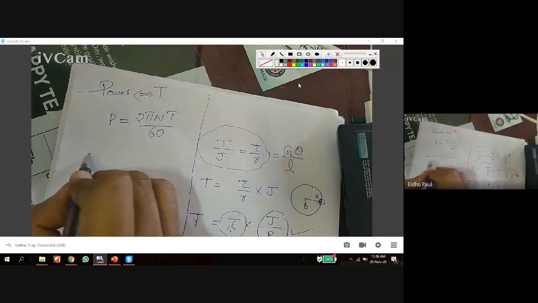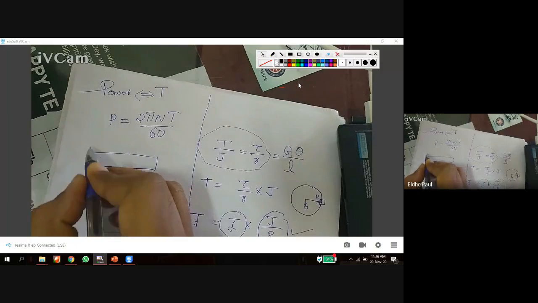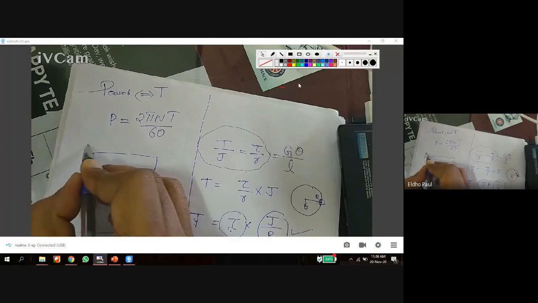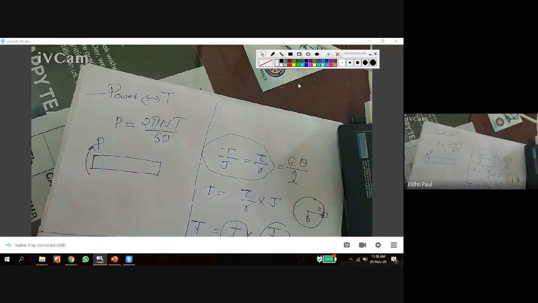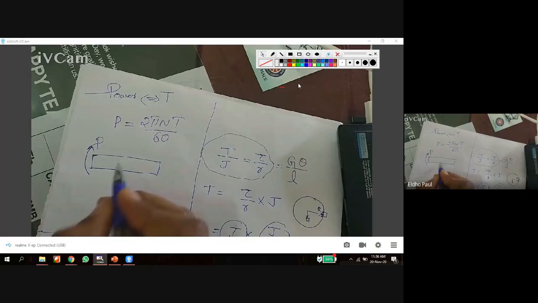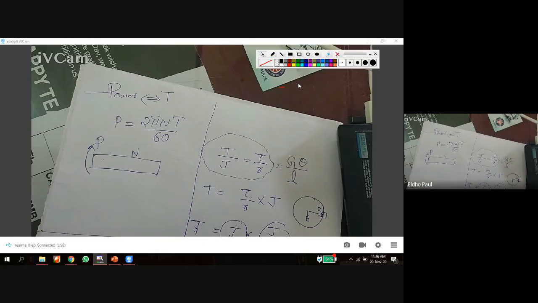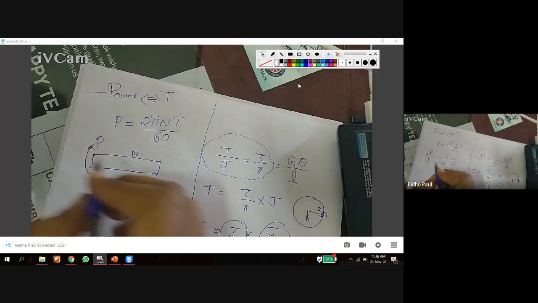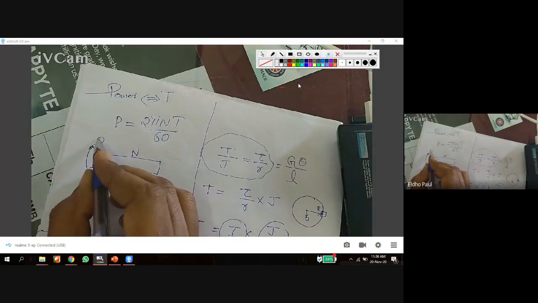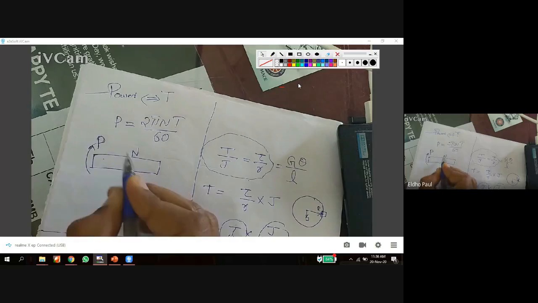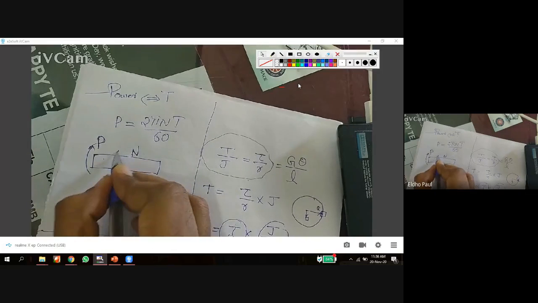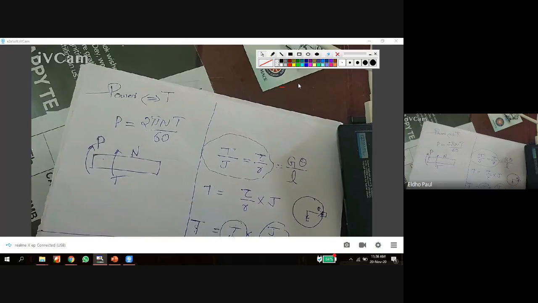That means for a shaft which is used to transmit P amount of power, and the shaft is rotating with N rpm, that is rotations per minute, then the corresponding torque transmitted for the power transmission with N rpm will be T. So this is the relationship between power and torque. If we know the power, we can directly calculate the torque.